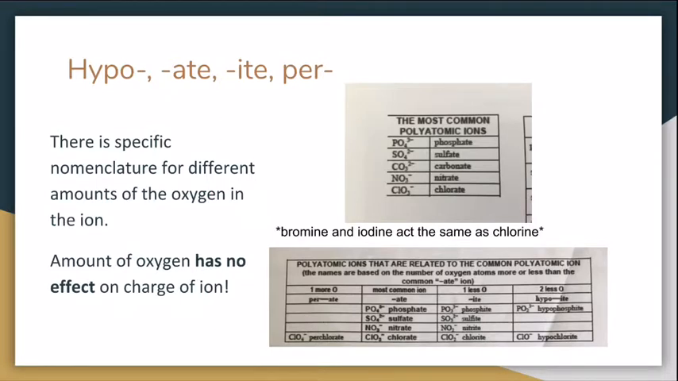The prefixes per- and hypo- are also used to indicate the number of oxygens. Adding the prefix per- means adding one more oxygen than -ate, and adding hypo- means one less than -ite. So in order from the amount of oxygens from least to greatest, it goes hypo-, -ite, -ate, and then per-. It is important to remember that no matter the prefix or suffix, the charge of the ions remains the same.